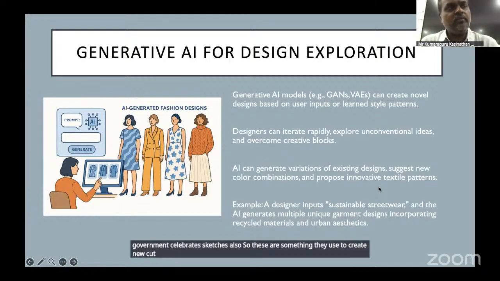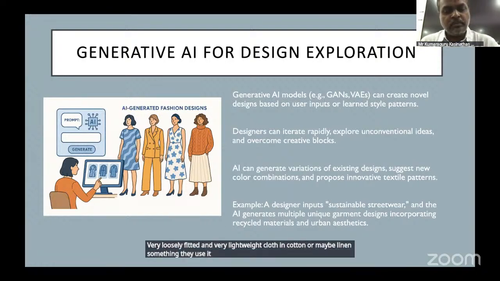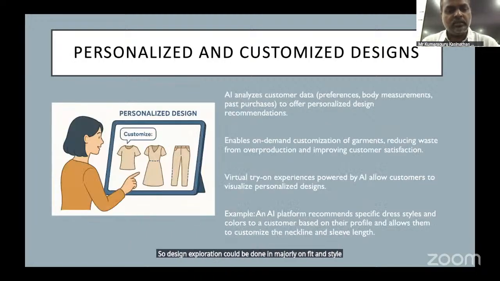Suppose now when you take summer clothing, people always go for loose fitted shirts, not so much tailored, very loosely fitted and very lightweight cloth in cotton or maybe linen. So these kinds of ideas people generate using the AI tool. So that's what is generative AI for design exploration. Design exploration could be done majorly on fit and style, or on color and pattern.